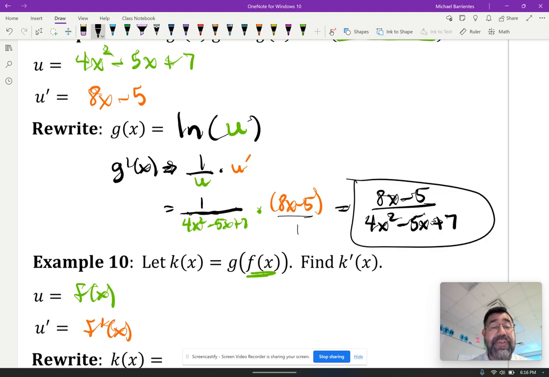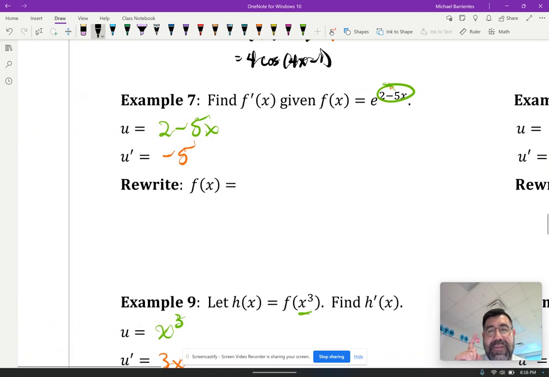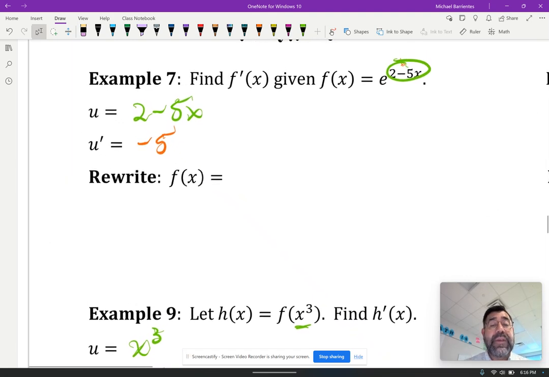This is the derivative for our original function g of x. We took the derivative. This is what it is. Not too bad, right? As long as you identify the inside, and if you can take the derivative of the inside, then we can just put everything in the right spot.